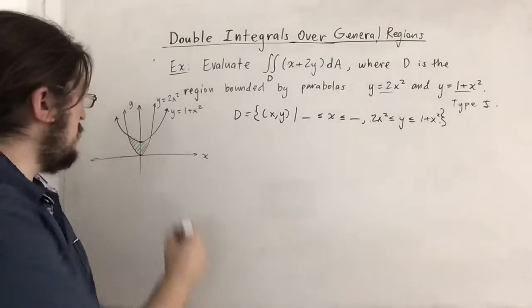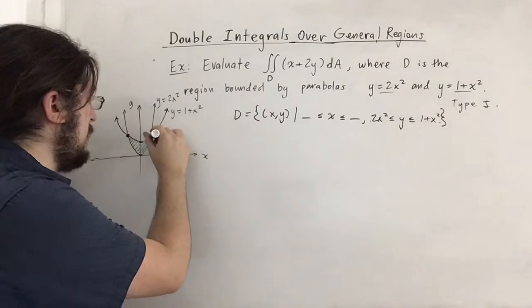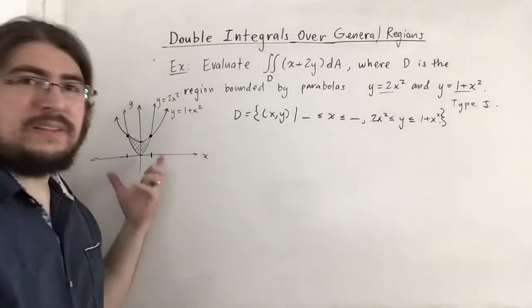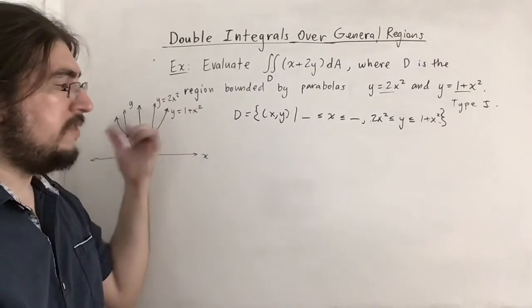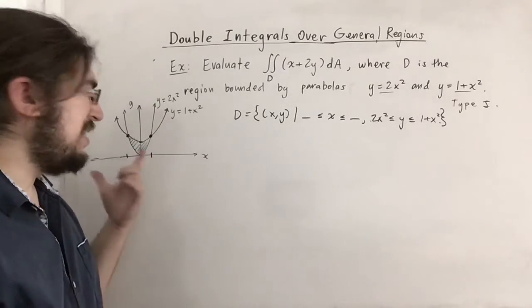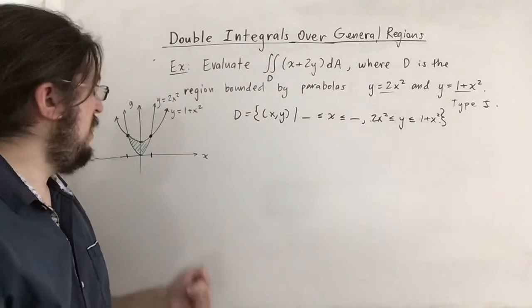Now as far as the x values go, it looks like one's negative and one's positive, and it looks like they're kind of the same because it's symmetric about the y-axis. But that's just the nature of these parabolas in this case. And it looks like they may be 1 and negative 1, and we can check that.